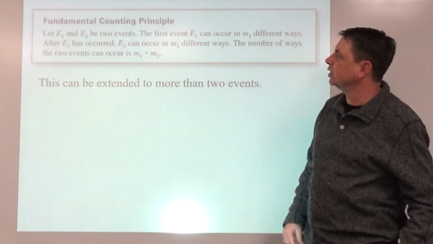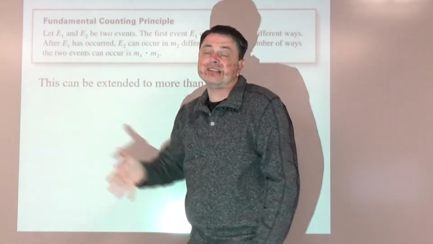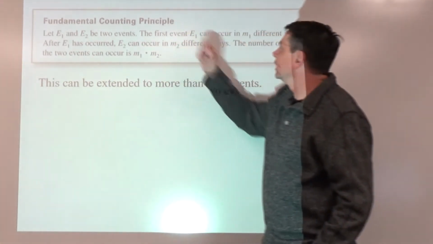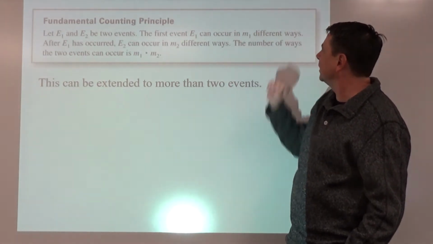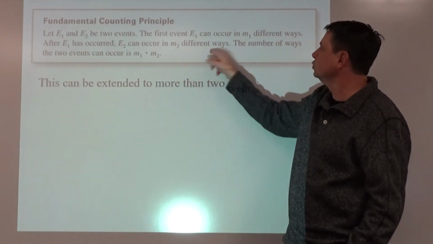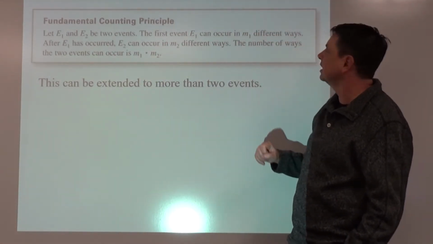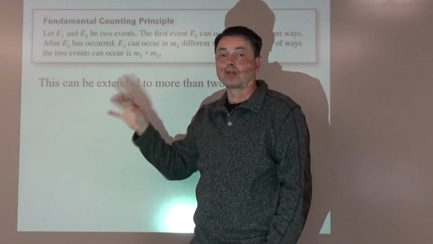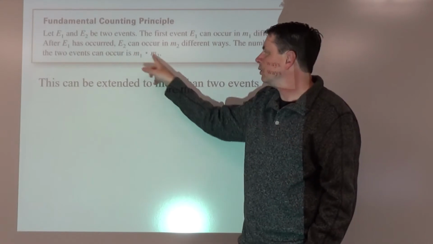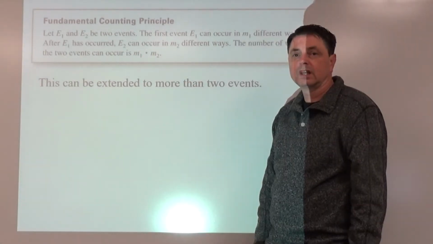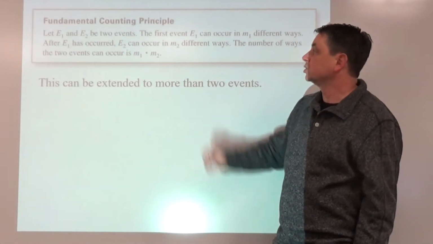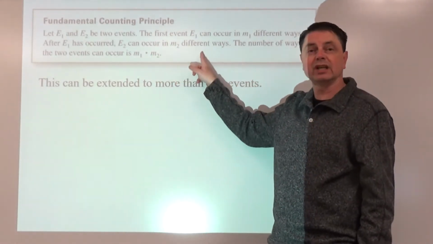So the fundamental counting principle: if we have 2 events, and this can be extended to more than 2 events, the first event can occur in M1 number of ways, and event 2 can occur in M2 different ways. The number of ways that the first event and the second event can occur, and the key word there is and, we would multiply those together. As I said, this can be extended to 4 different events, which would be M1 times M2 times M3 times M4.